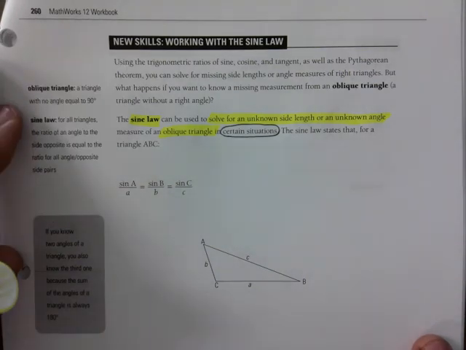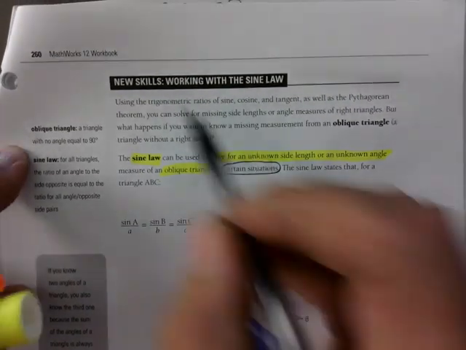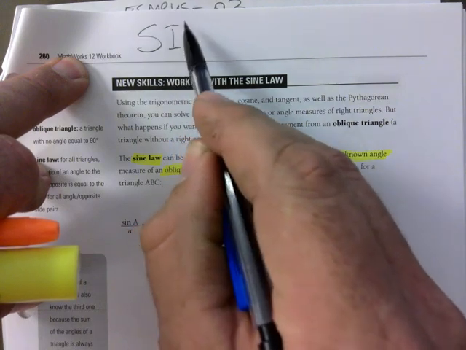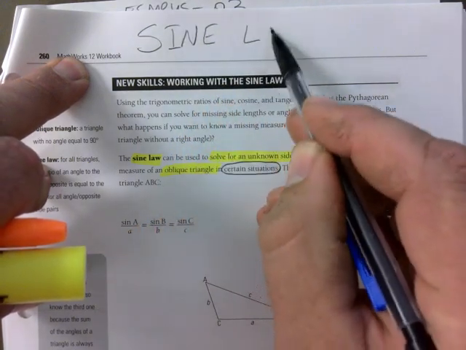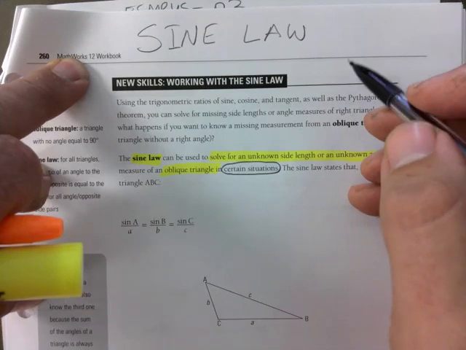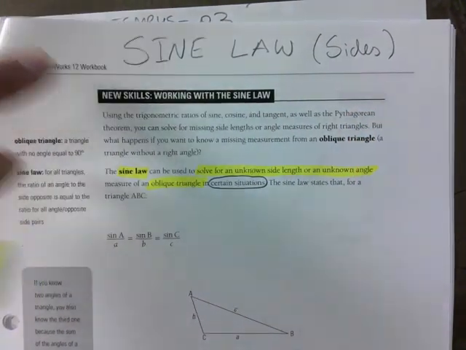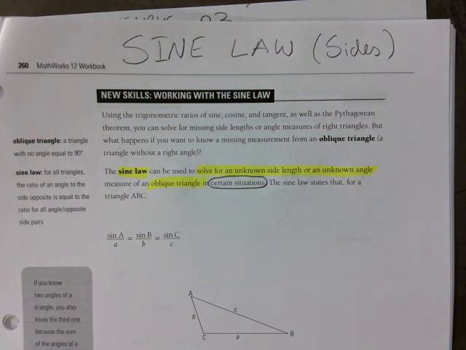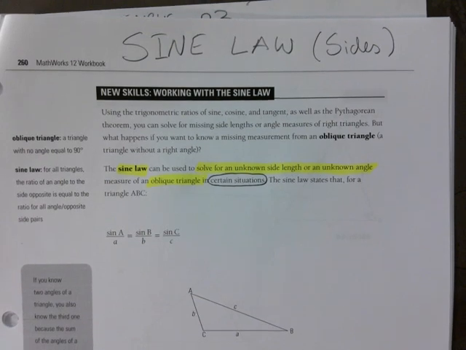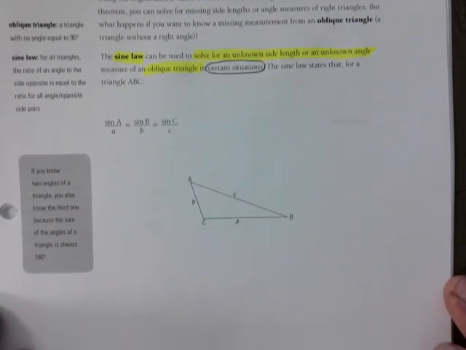At the very top of this page, write down nice and big sine law, and for now it's just sides. This is on page 260. Sine law at the top, followed by sides, because I'm going to at first just solve side lengths, and then we're going to do angles in a bit. So very important for you to have that. Okay, so here we go. This is the formula for sine law right here.